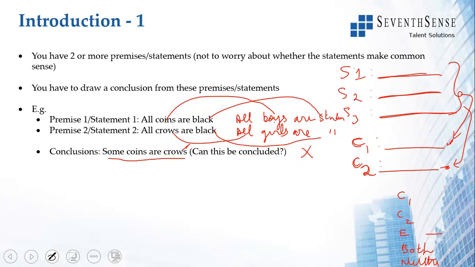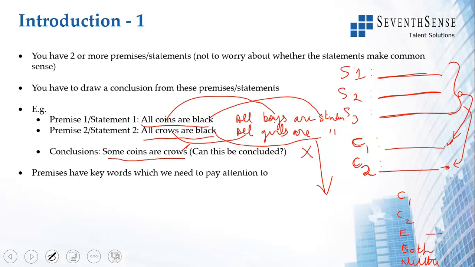That's not possible, right? Similarly here, because all coins are black and all crows are black, we think some coins are crows might be true. No, syllogism does not depend on what you think. It depends on what is right, and you will be able to solve that using our syllogism drawings. We'll have a lot of tricks, a lot of different words in the statements and in the conclusions. You do not have to worry. All of those can be solved if you watch all our videos on syllogism.